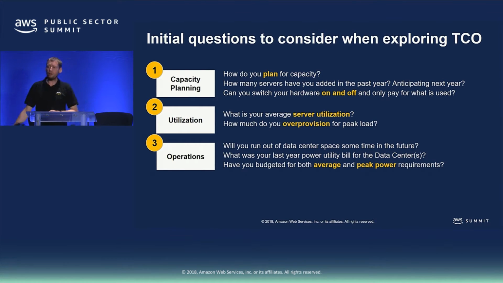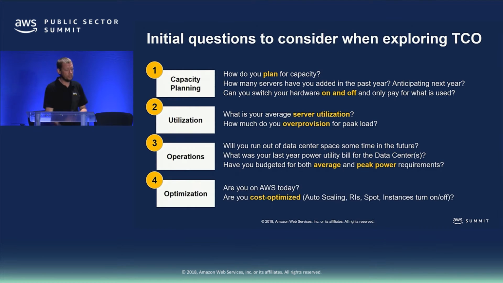What was your last year's power utility bill? Do you actually know your power utility? Is it separated out, or is it just come into one great utility bill? Certainly this is an issue I see a lot in the education and public sector markets, where quite often power demands for on-premises infrastructure aren't separated out. And have you budgeted for the fact that when your infrastructure is heavily utilized, you're drawing more power than when it's averagely utilized?